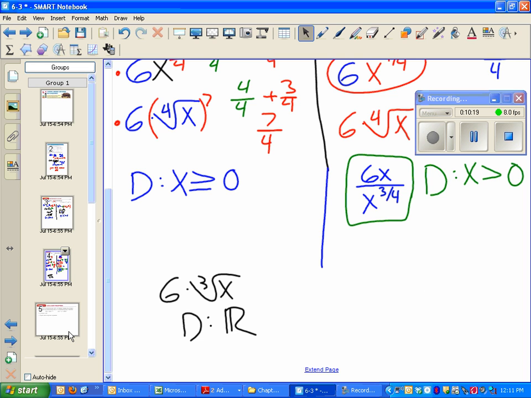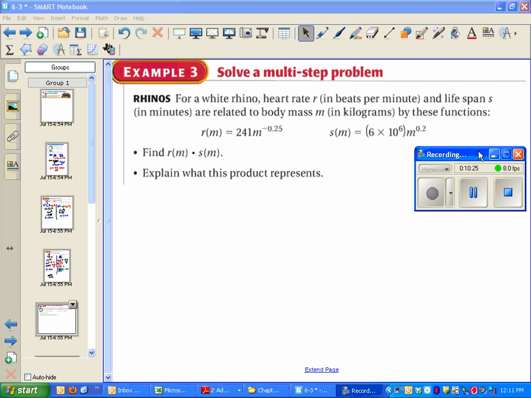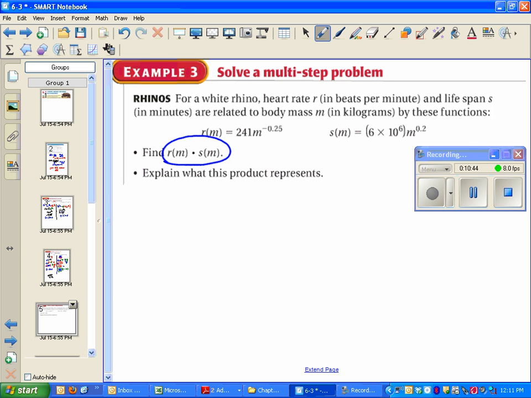Okay. All right, oh good, word problem. All right, so please pause this and read it to yourself and try to figure out what's going on and see if you can set anything up. Okay, so we are going to find the product of R of M and S of M. Okay, and R is the heart rate in beats per minute, and S is the lifespan in minutes, and they're related to body mass. All right, but the first thing we're going to do is just multiply.